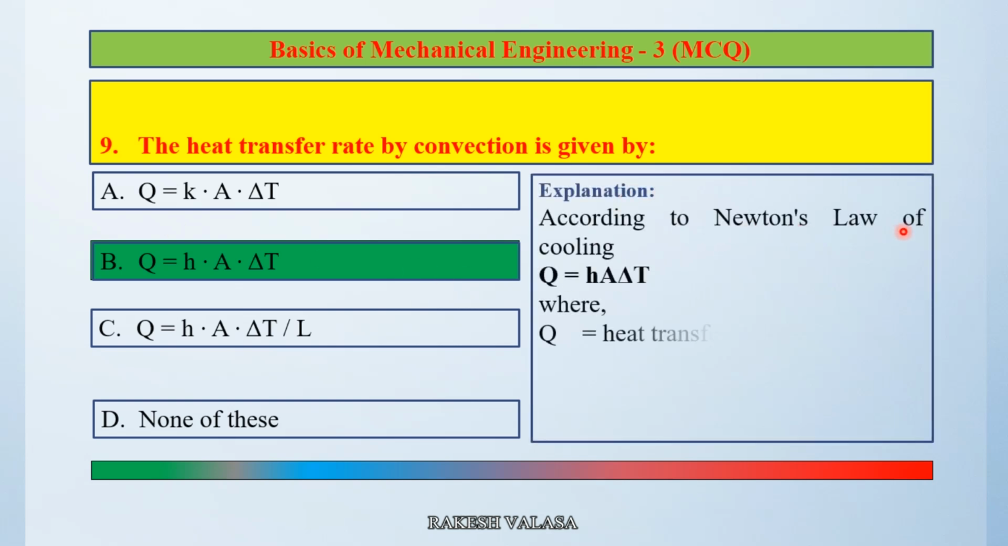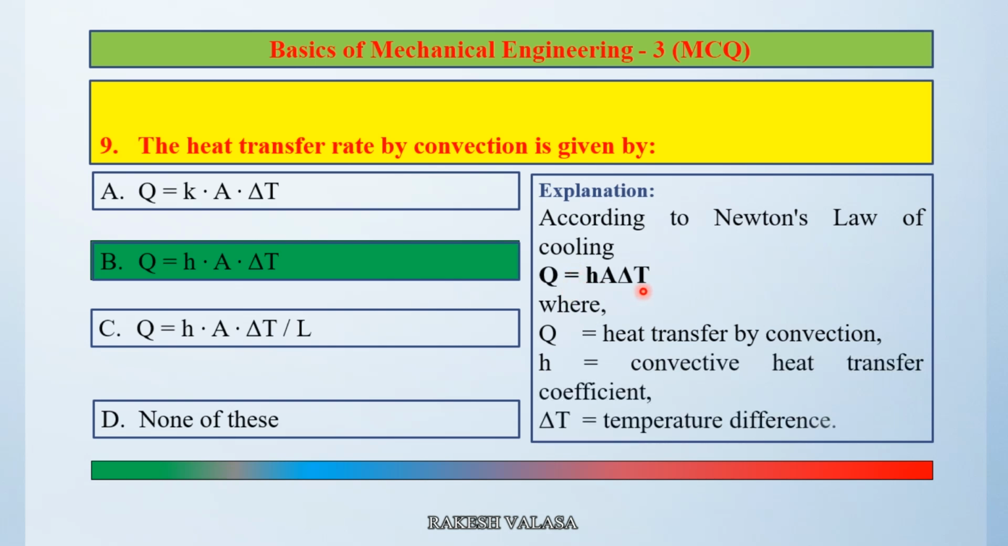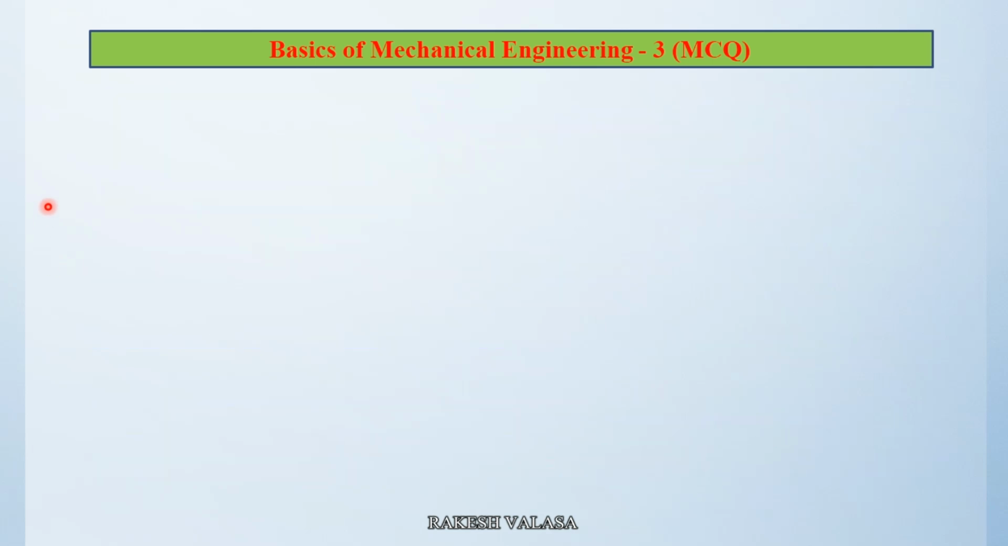According to Newton's law of cooling, Q equal to hA delta T, where Q is the heat transfer by convection, h is the convective heat transfer coefficient, delta T, temperature difference. So the correct answer is option B, Q equal to hA delta T.